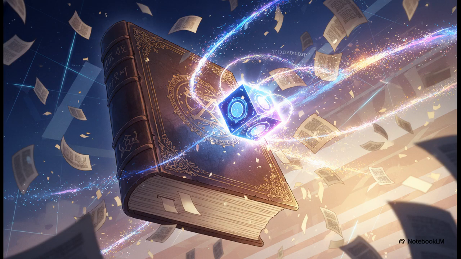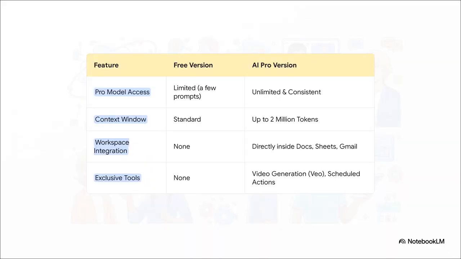It's just mind-boggling. So when you're trying to decide whether to upgrade or not, it really just boils down to these key differences. With Pro, you get unlimited, consistent access to Google's absolute best AI models, not just a few sample prompts here and there. You get that insane 2 million token memory for handling huge documents. And maybe most importantly for your day-to-day productivity, Gemini gets built directly inside your Docs, Sheets, and Gmail, so you never have to leave your workflow to use it.